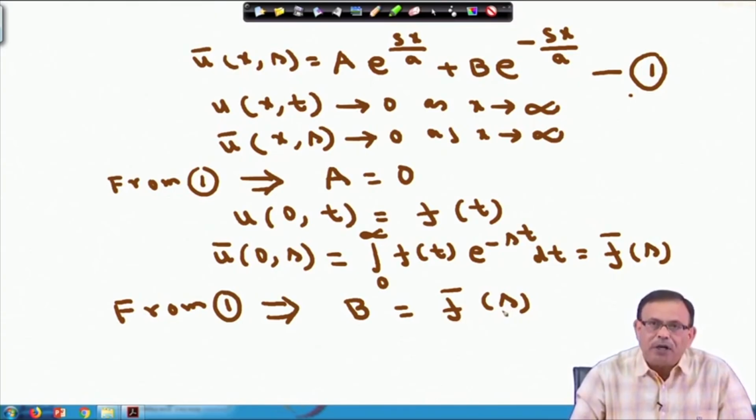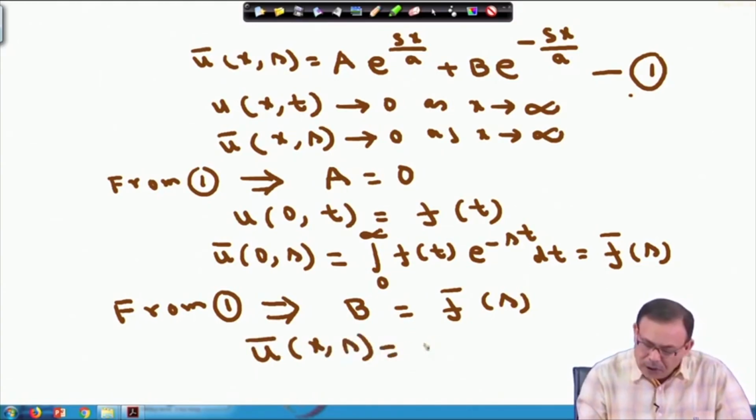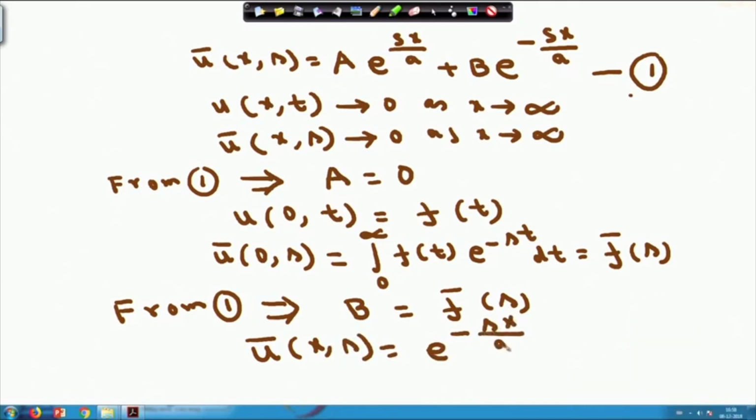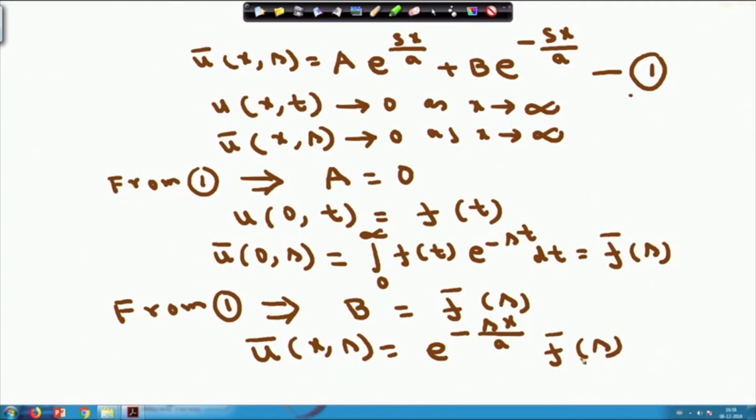Now I obtain the value of both, that is a and b, and I can write down u bar x s. This is nothing but e power minus s x by a into f bar s. I can write u bar x s equals e power minus s x by a into f bar s. So, this is basically the second step.